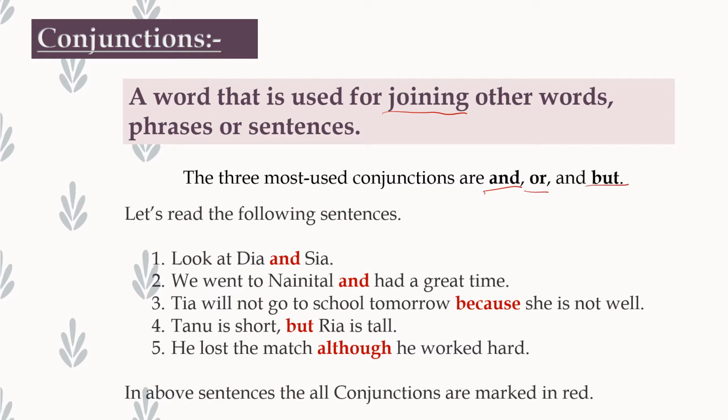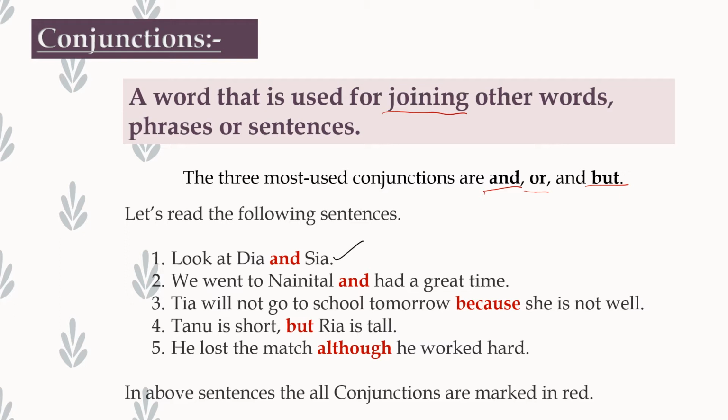Let's read the following sentences. It says, look at Dia and Sia. If we delete this word and from here, now read the sentence: look at Dia Sia. You won't be able to understand the meaning of this sentence if we erase the conjunction from it. It's used to connect or join two words. Here, these two names are connected by the word and, and this and is a conjunction.